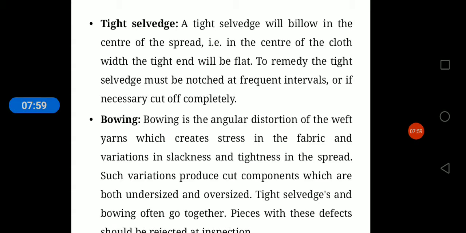So tight selvages will be below the center of the spreads, and the center of the cloth will be tight and flat. To remedy selvages, notch at frequent intervals, and if necessary cut off. Bowing is the angular distortion of the weft yarns. It creates stress in the fabrics, and variations in slackness and tightness of the fabrics. So this results in undersized or oversized components. The selvage and bowing effect will be projected at inspection only.